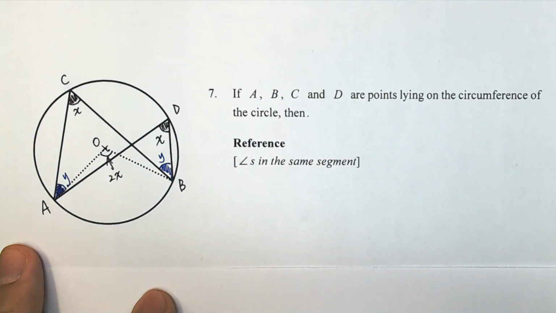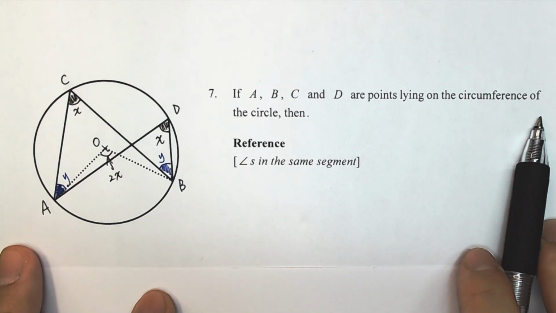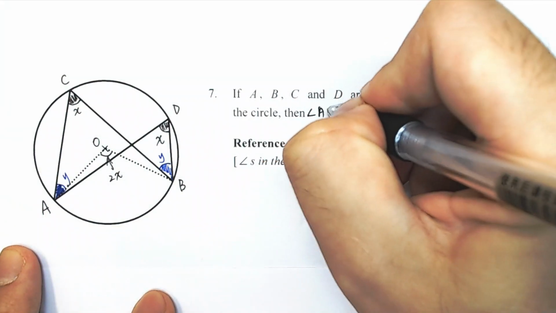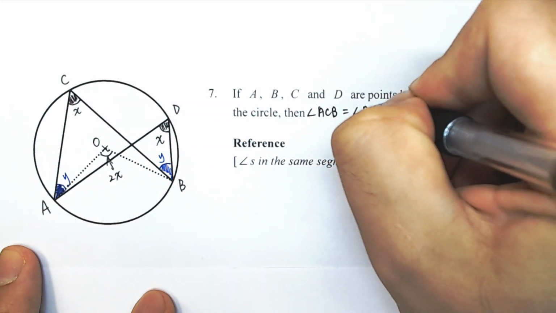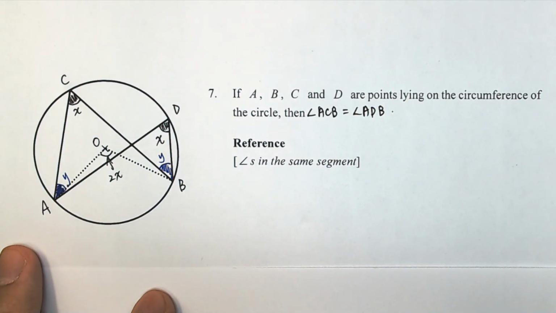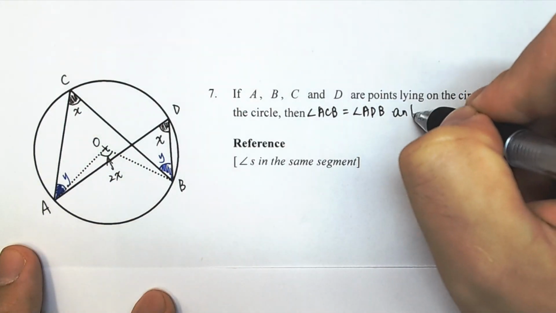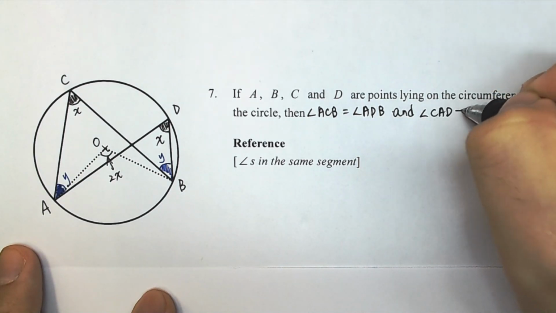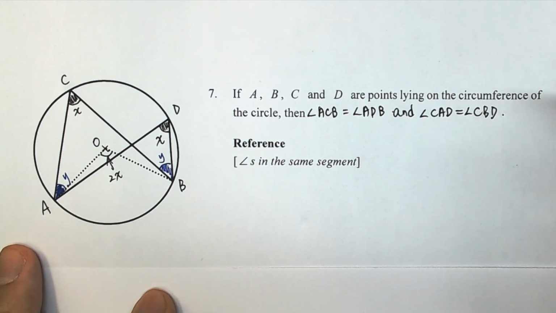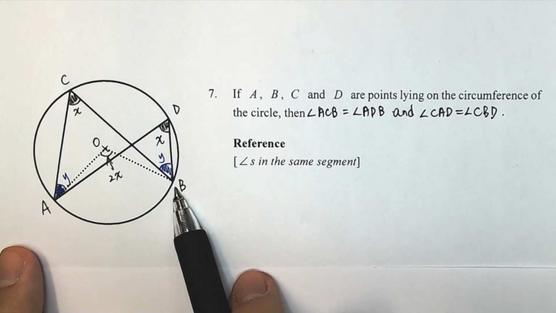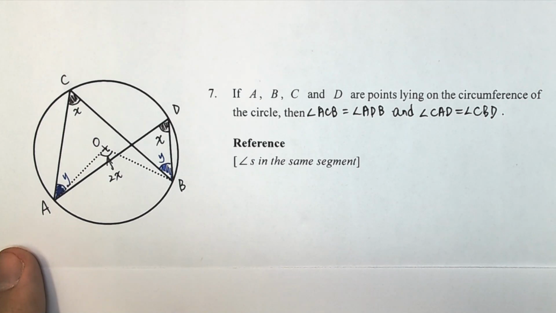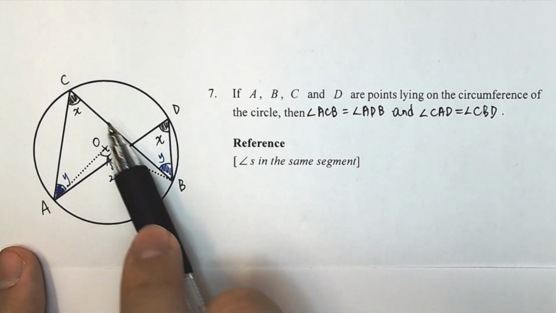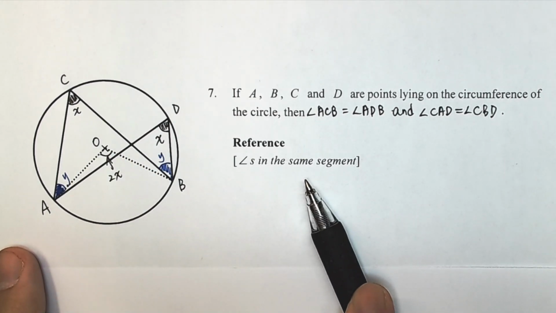So if there are 2 points lying on the circumference of the circle, we have angle ACB equals angle ADB. And of course, we should have angle CAD equals angle CBD, and you should have angle BAD equals angle BCD as well, and so on. Whenever you want to use this property, you need to quote the reference: angles in the same segment.